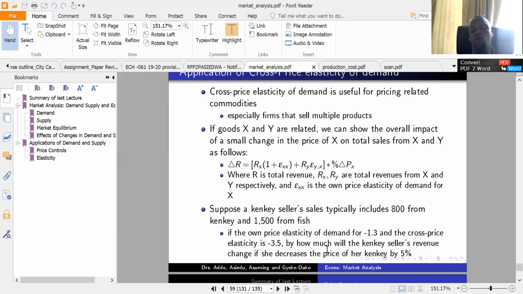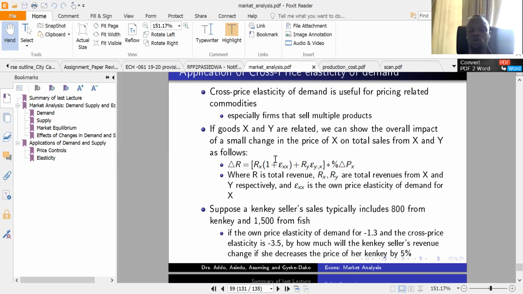So the own price elasticity is 1.3, the cross price elasticity is 3.5. The Kenke seller is thinking, maybe I can decrease the price of Kenke by 5%. How would that affect my revenue for Kenke and that of fish? If I reduce the Kenke price by 5%, maybe people will buy more fish, and I'll make more money. Or people buy more Kenke, and then they'll buy less fish, and I'll still make more money. So what is the effect?